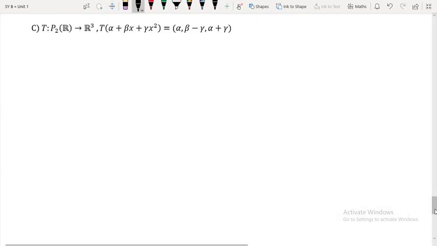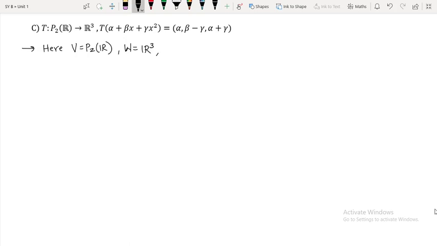So now let us proceed in a similar way as the last two examples. So here V is equal to P2 of R. Now what is our P2 of R? Set of all polynomials having degree less than or equal to 2 with real coefficients. Our W is equal to R3. What is our 0 of V? Your 0 of V is 0 plus 0x plus 0x square. And what about 0 of codomain? That is (0, 0, 0).